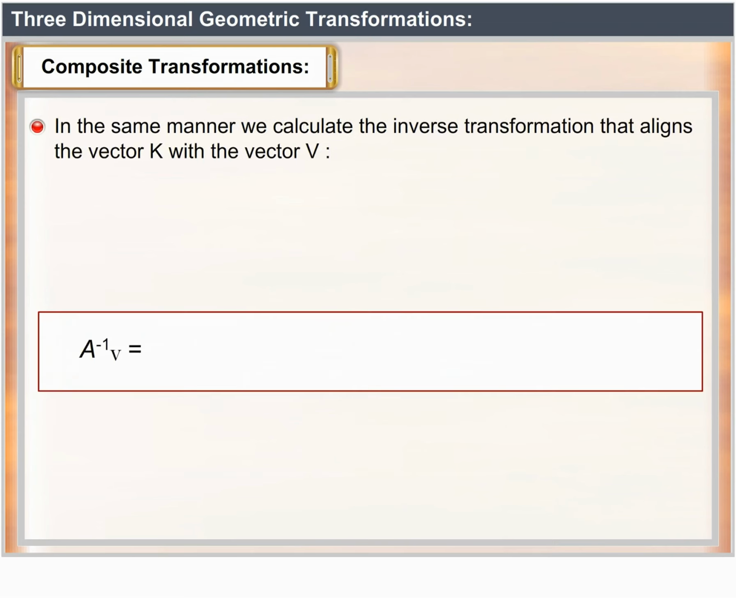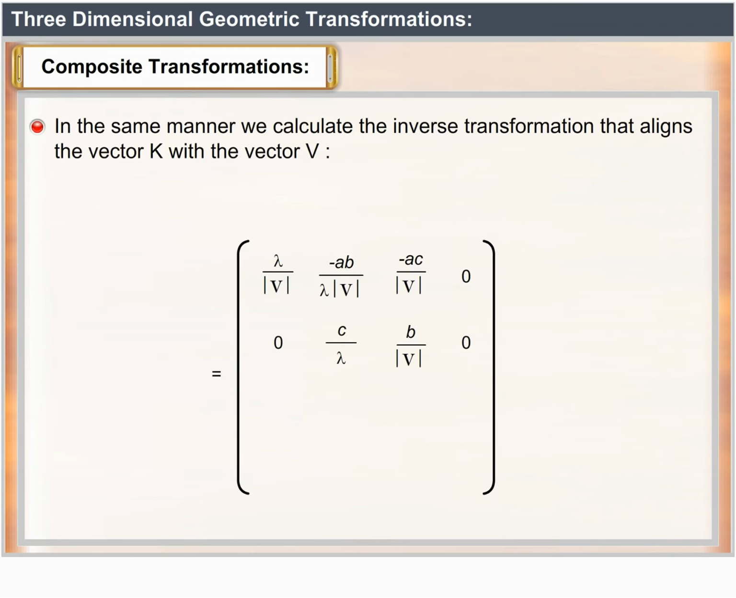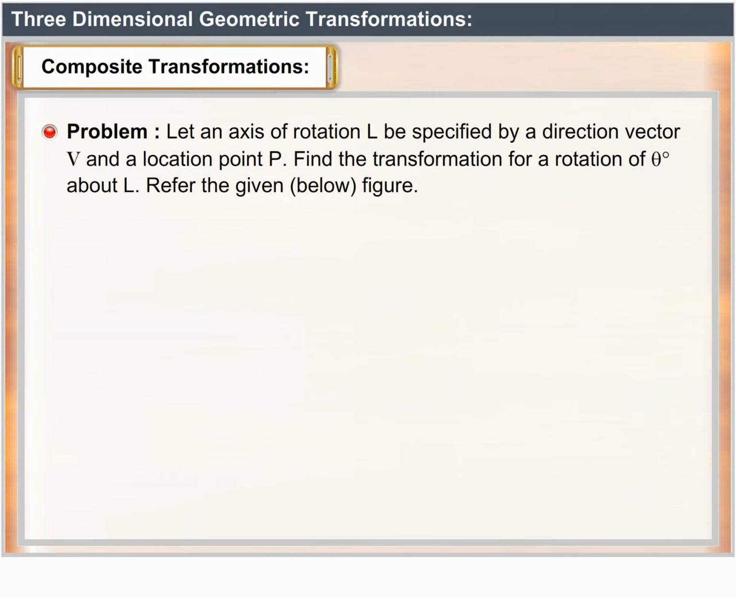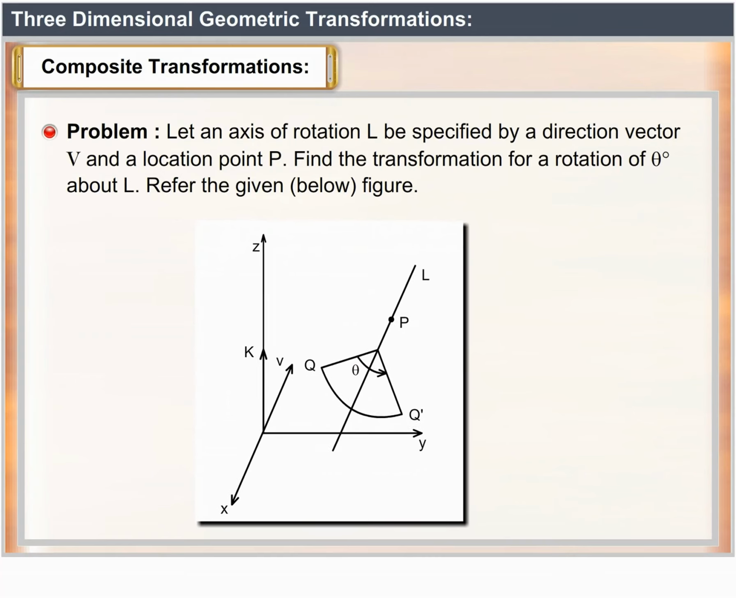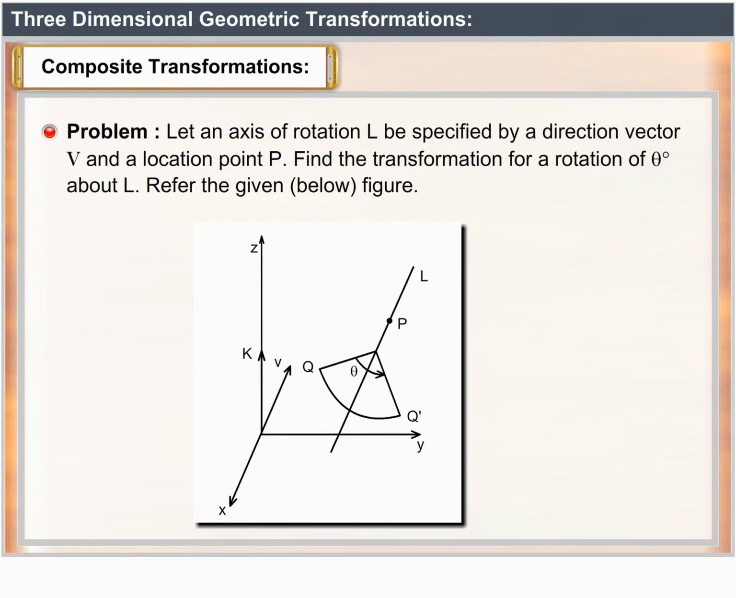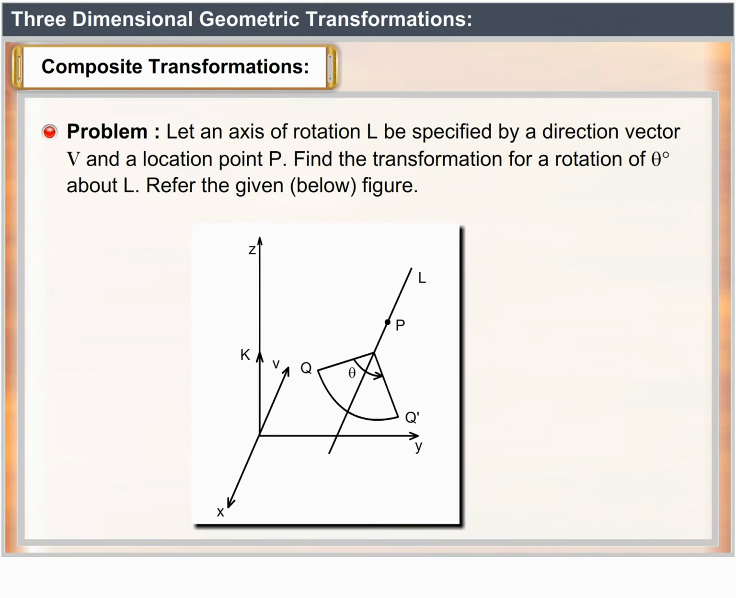Problem: let an axis of rotation L be specified by a direction vector V and location point P. Find the transformation for rotation θ0 about L. Refer to the given figure. Solution: we can find the required transformation by the following steps.